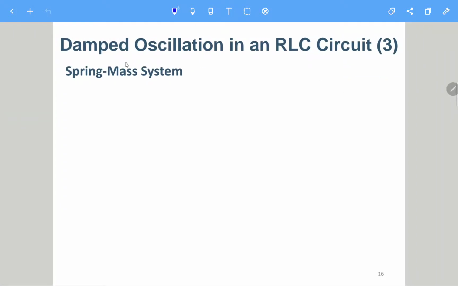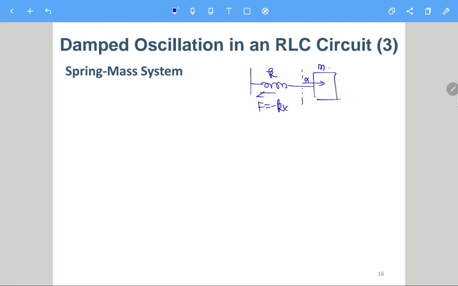Okay, this is the analogy of the spring mass system. If you still remember from the last lecture, we also have this one. The spring coefficient is K, and then this is the mass, and this is the reference point, and then this is x. So there will be a force F equals minus Kx.